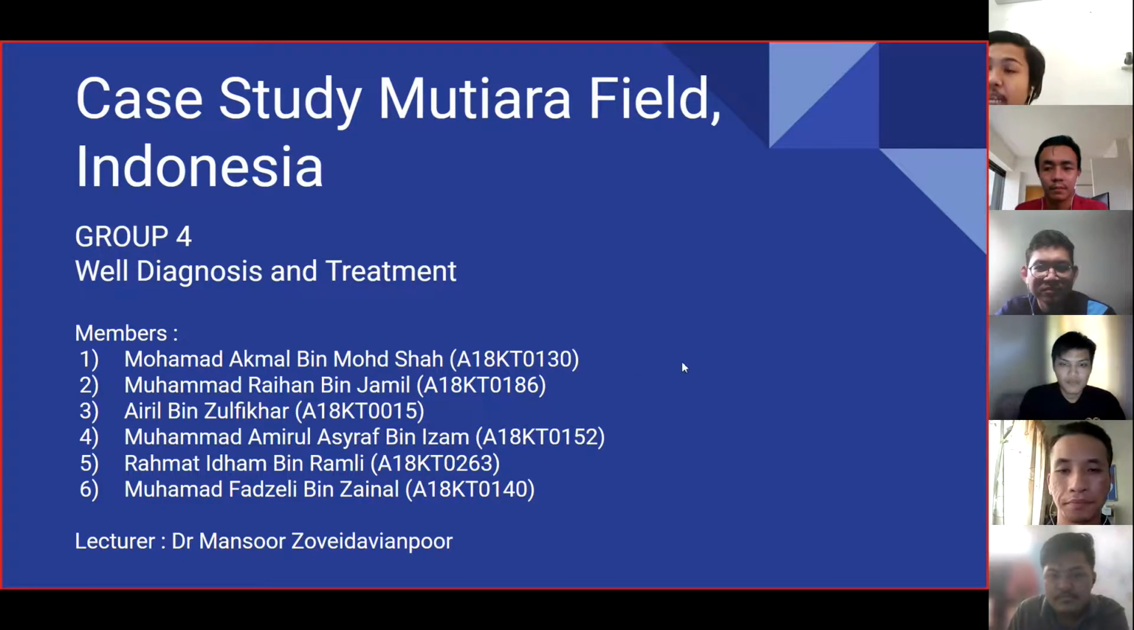The case study that we are doing, looking at formation evaluation with the use of production logging tools, is focused on Mutiara Field, Indonesia. Next slide, please.